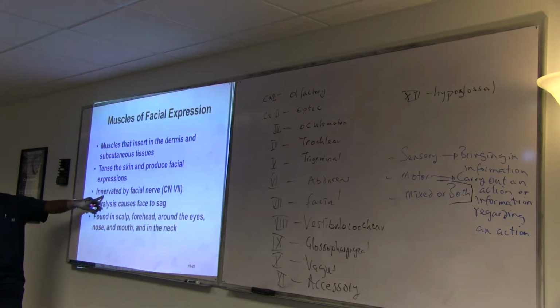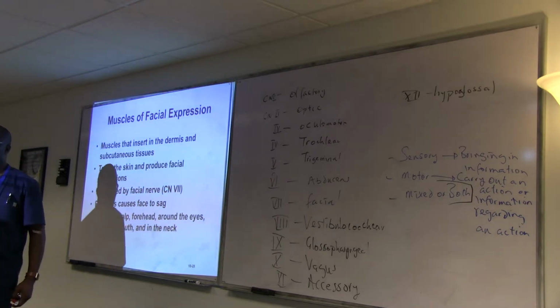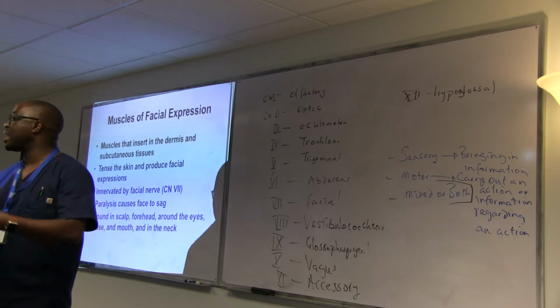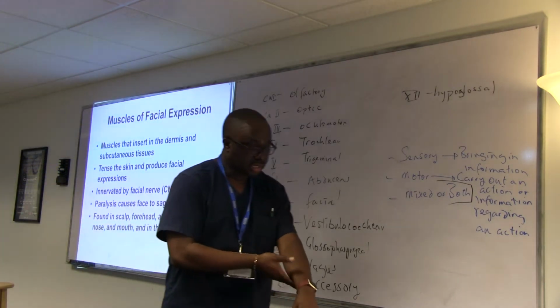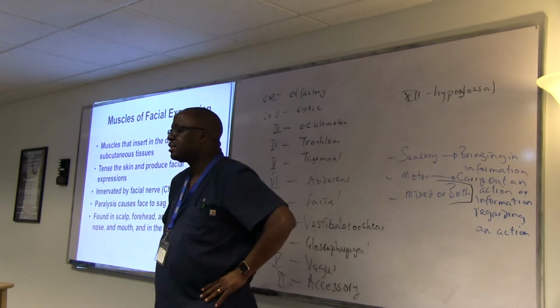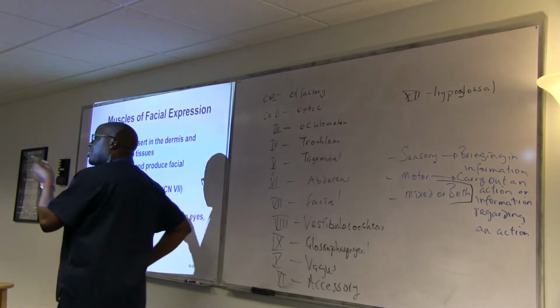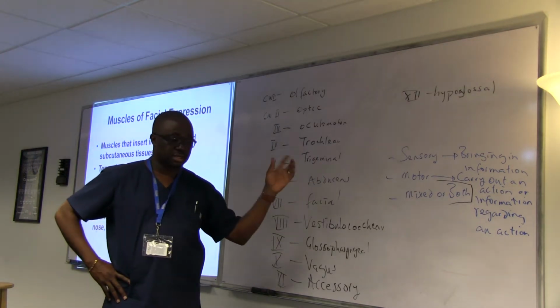They're innervated by what? Cranial nerve 7, which is the facial nerve. That is why, in a patient that has had a stroke, one of the ways you can tell if the patient is recovering, or a patient that has facial paralysis, is cranial nerve palsy, not cerebral palsy.